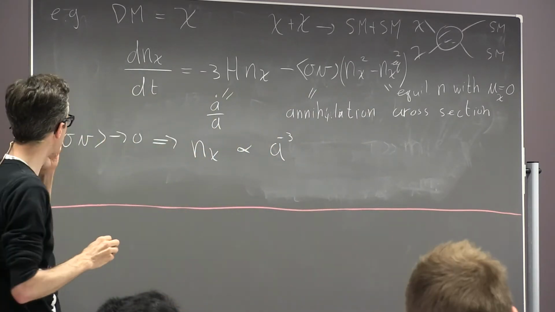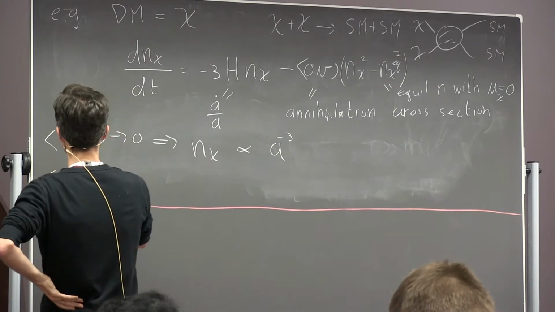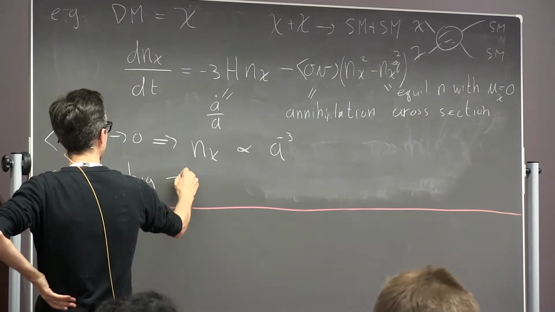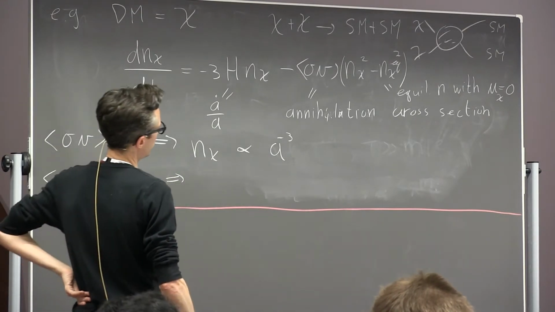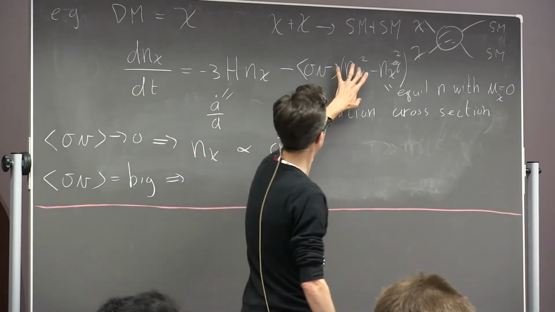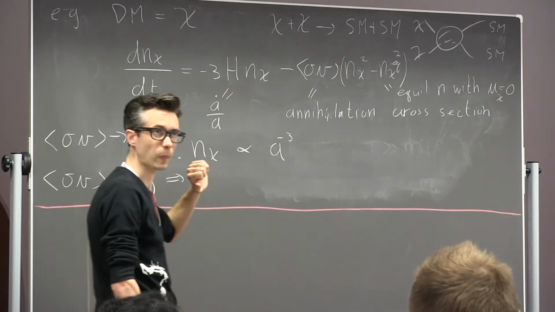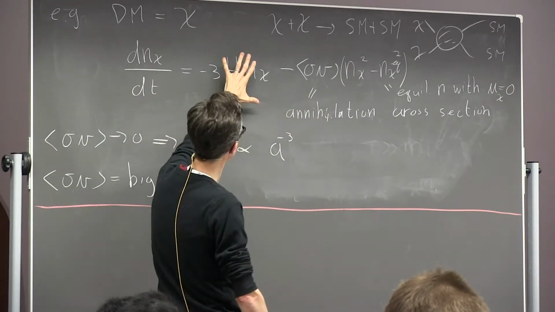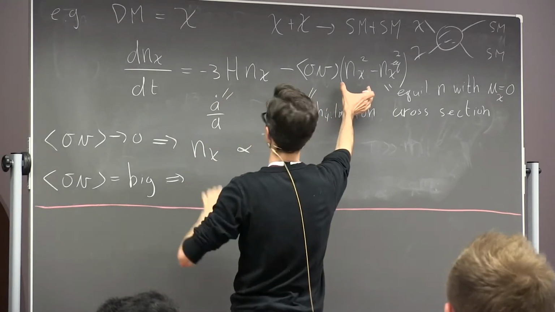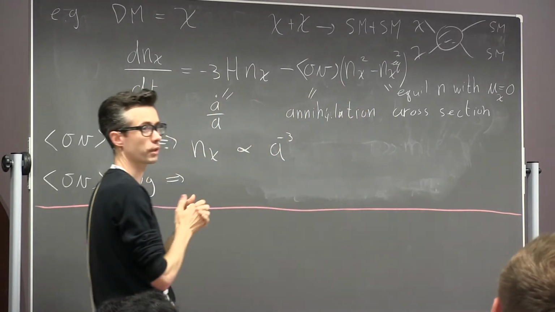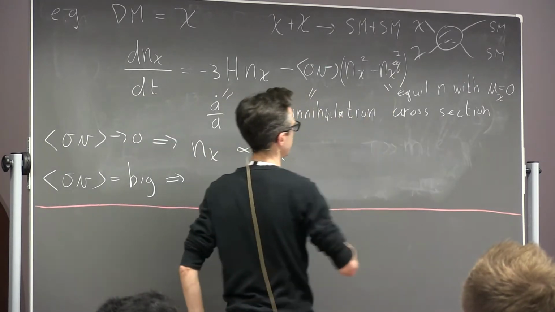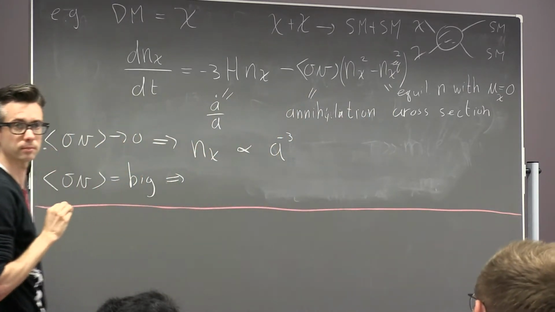On the other hand, suppose I have a very big annihilation cross-section. In this case, if I have a very big annihilation cross-section such that this term beats out this term, this means that if I ignore this piece and look at the stationary point of this differential equation, the stationary point is just the number density of chi being equal to the number density of chi equilibrium.